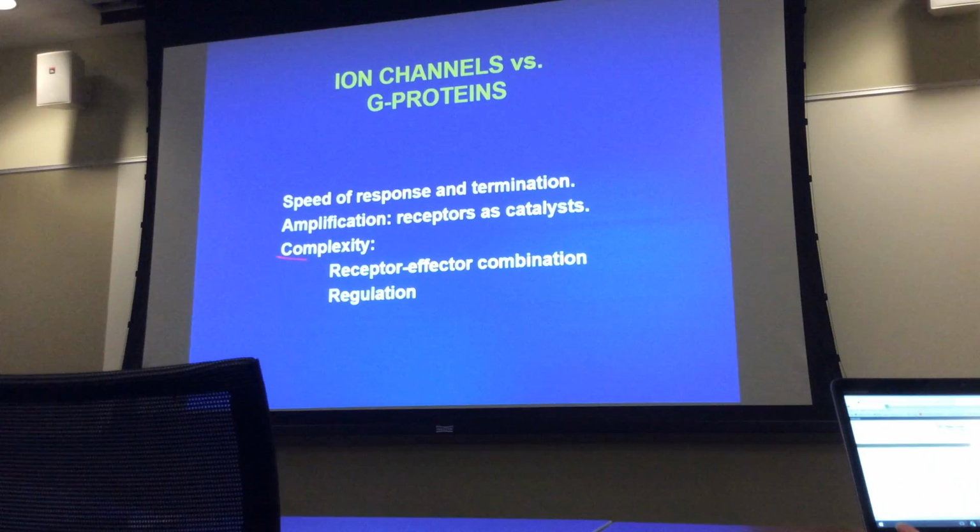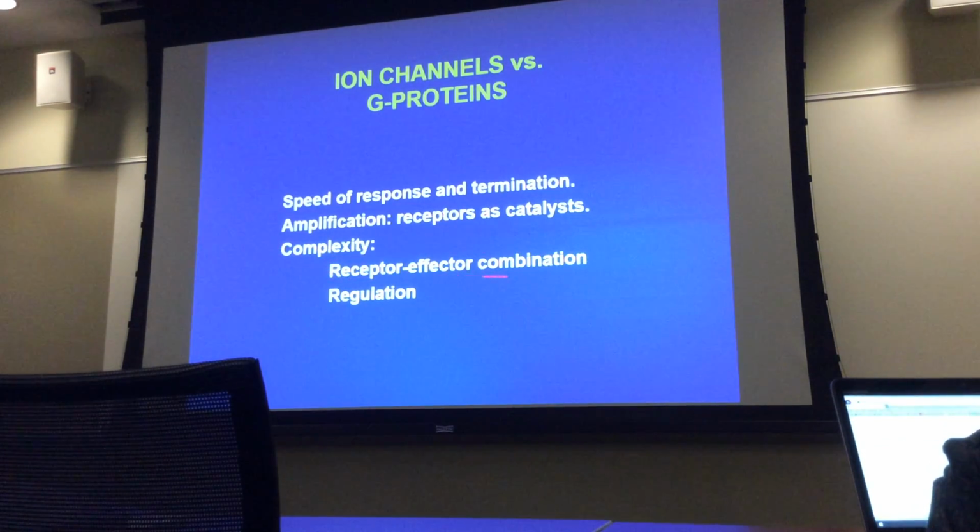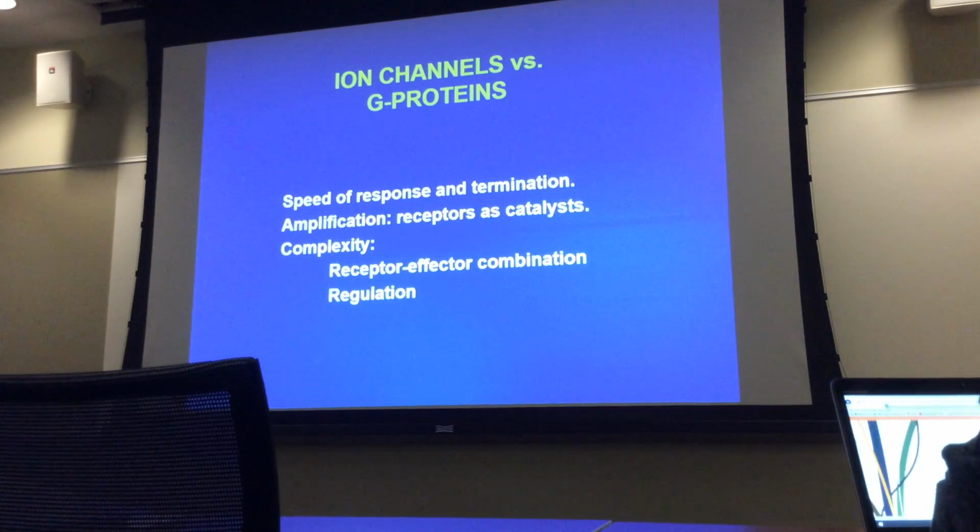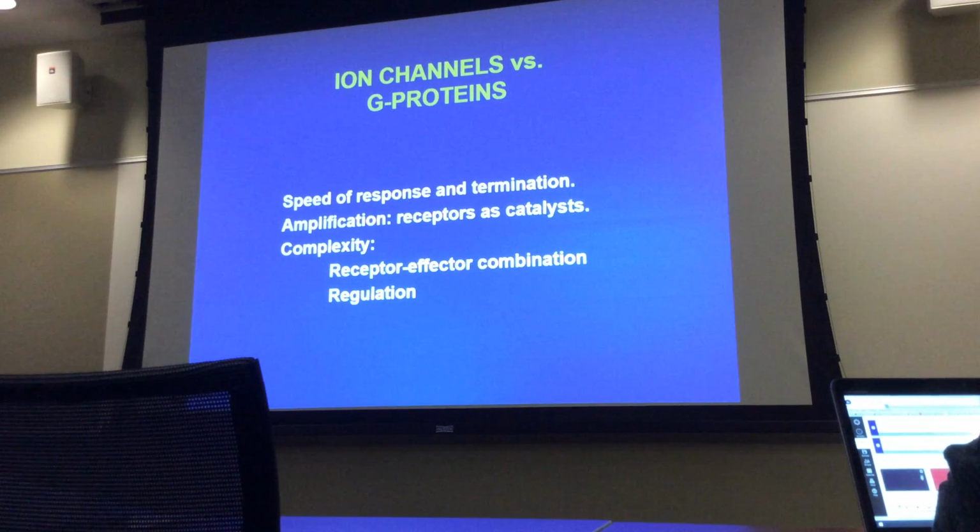There are all kinds of different levels of complexity, the way in which the effector and receptor interact with one another, and I won't talk about that very much for the ionophoric receptors. And regulation is very different in these two superfamilies. We talked about the regulation, desensitization of nicotinic receptors last time. I'll talk about the desensitization of this family of receptors on Friday.